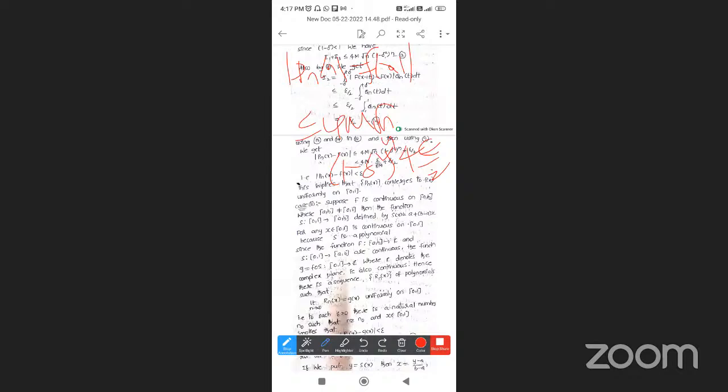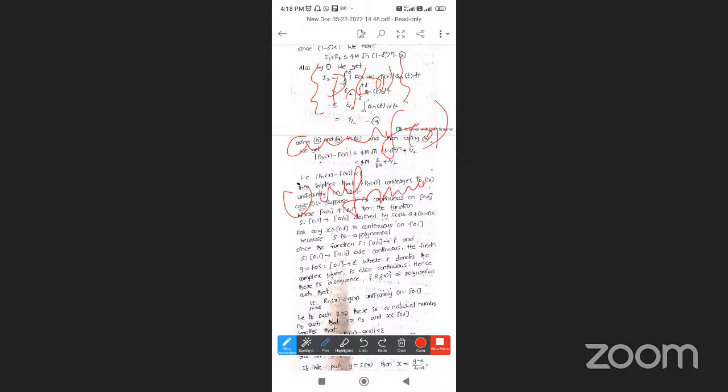So this is less than 4m, delta by 8m is plus epsilon by 2. So like this, mod of Pn of x minus f of x is less than epsilon. This implies that Pn of x converges to f of x uniformly on [0,1], in the first of two cases.